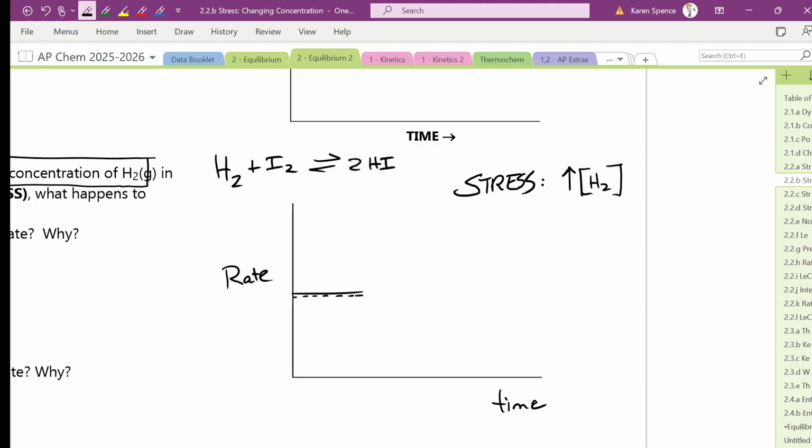What happens to the forward rate? Increases. Does it increase like this? Does it increase like this? Does it increase like this? Third one, okay, because it's a stress, instantaneous.